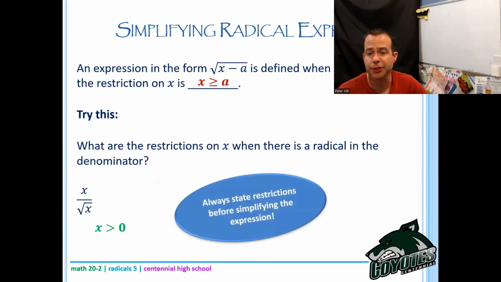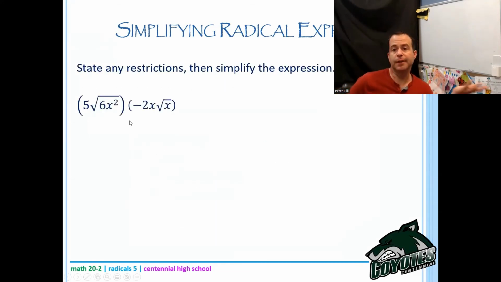Always state your restrictions before simplifying the expression. That's important because sometimes things look like they simplify out, but that doesn't mean the original restrictions go away. They don't. Okay, state any restrictions, then simplify the expression.